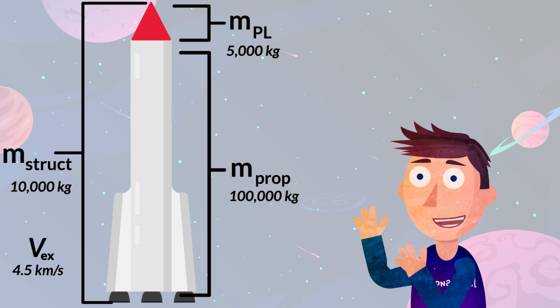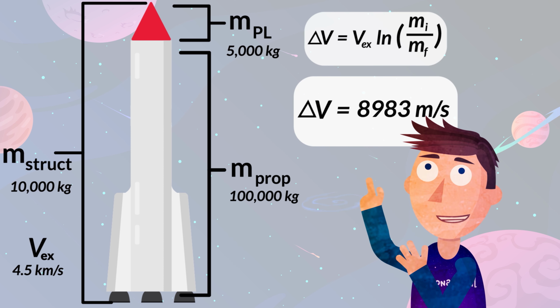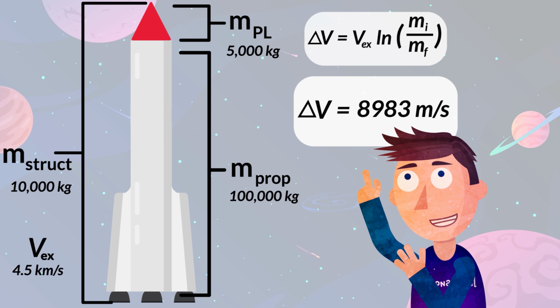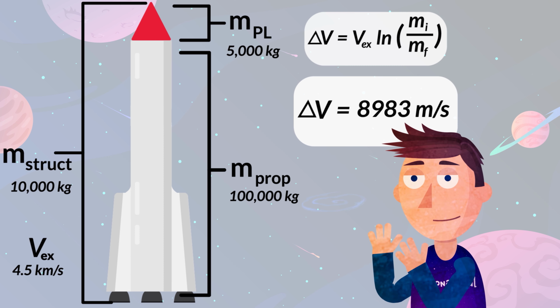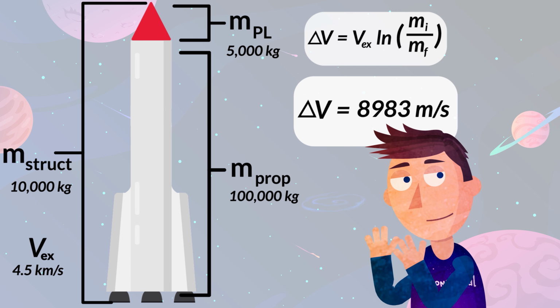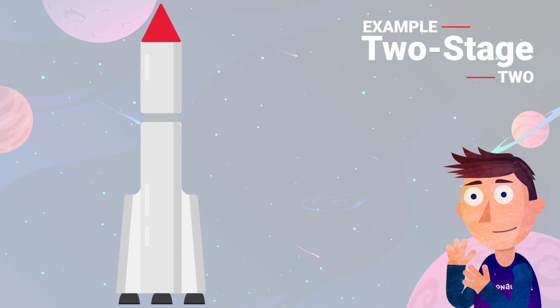Now we can use the ideal rocket equation to find the delta V, which equates to 8,983 meters per second. Similar calculations have been done in the previous video, so check that out if you haven't. Now let's look at a 2-stage rocket.